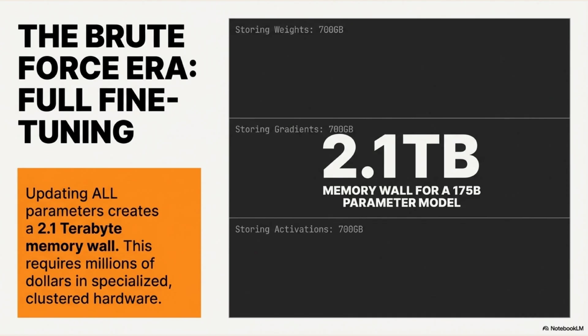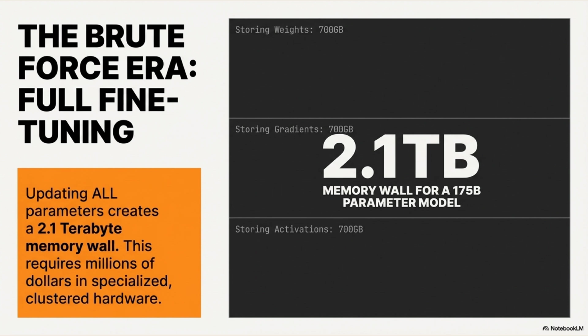Look at the terminal output on the right. To do this with a 175 billion parameter model like GPT-3, you need to store 3 separate massive data structures simultaneously. 700 gigabytes for the model weights, another 700 gigabytes for the gradients, and another 700 gigabytes for the activations. Add it up, and you arrive at that number dominating the screen, 2.1 terabytes. That is your memory wall. To put that in human terms, a high-end consumer GPU today has around 24 gigabytes of VRAM. You would need roughly 90 of them working in concert just to hold the data before doing any actual work.